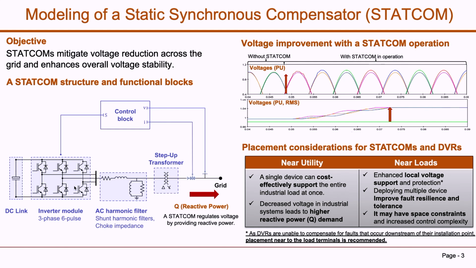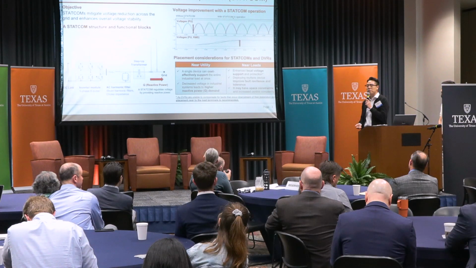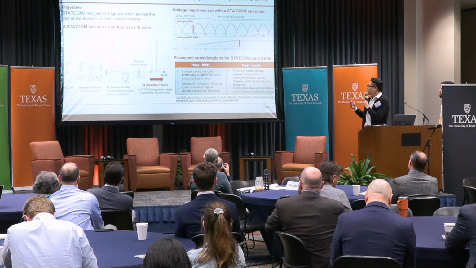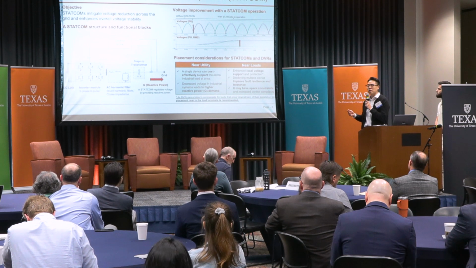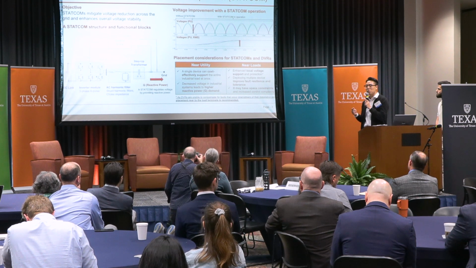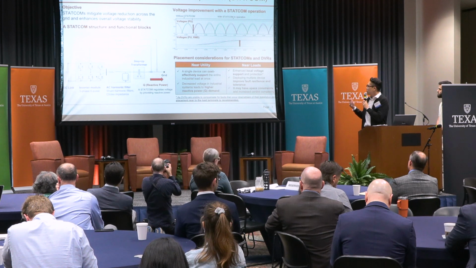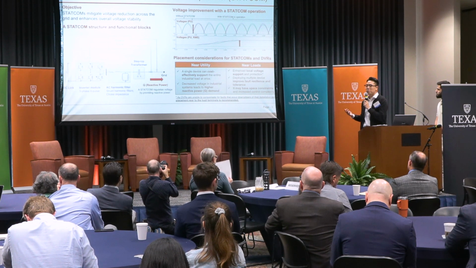Near the utility, you can install fewer devices, and it can compensate cost efficiently. However, it cannot respond to a regional voltage problem. However, if we install it near the load, it can compensate directly for the load. However, it may need more space and increase the control complexity.